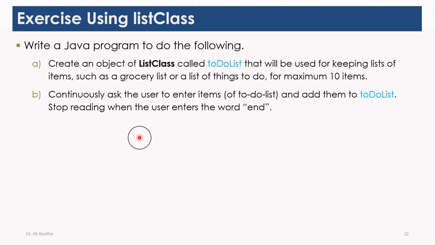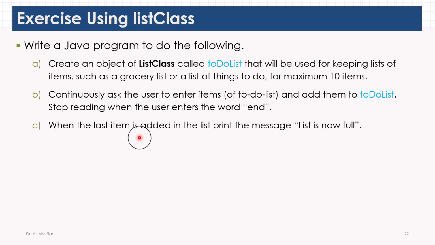As you have seen, when the list became full, no message was printed on the screen. So what is required now in part C? It says when the last item is added in the list, print the message list is now full. So that means when the last element is added on the list, we need a message to be printed on the screen before exiting the loop. Let us see how we can implement this in our program.